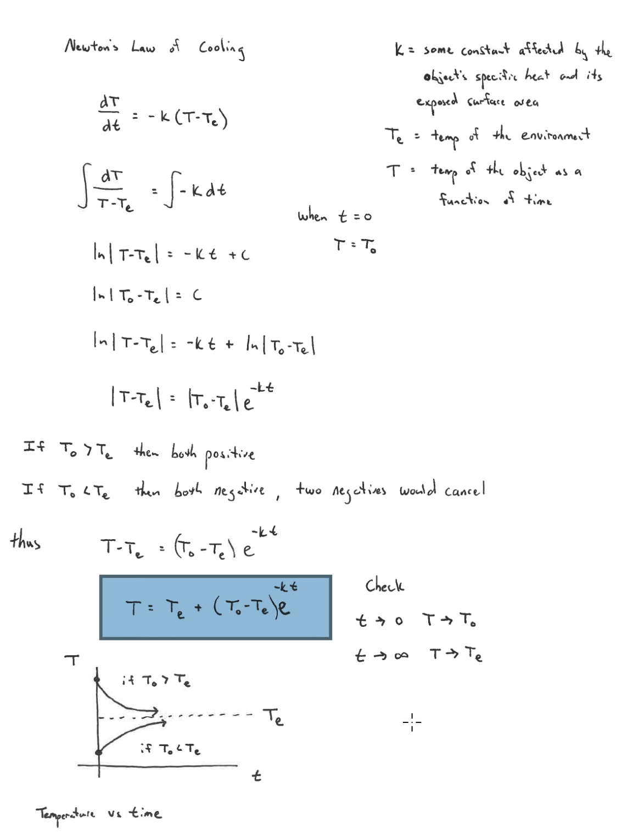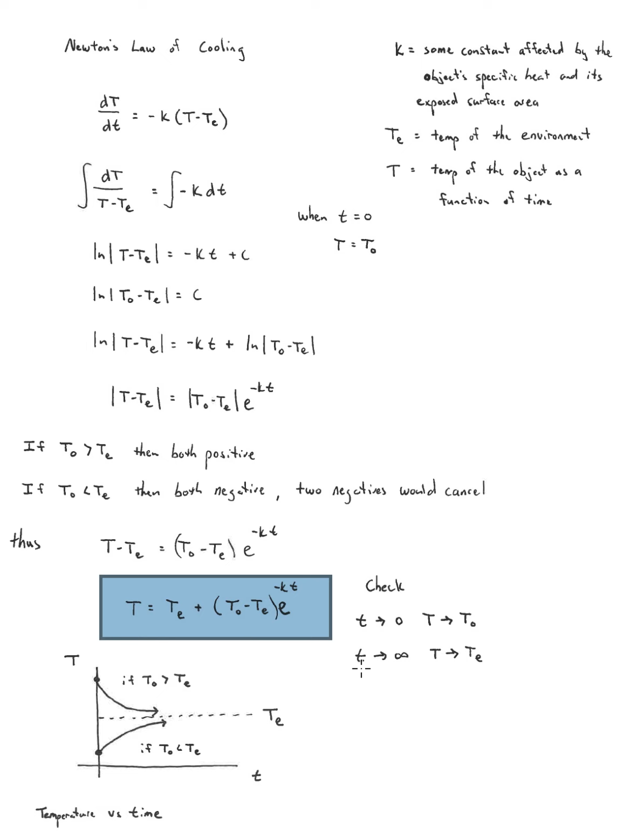And let's just check our answer. What happens to that when little t equals 0? Well, we better get capital T equals T naught. And so when you plug in 0 for t, this is a 1. The T_E and the minus T_E cancel, and you're left with capital T equals T naught. Whew, that's what it has to be. That's where we defined it.